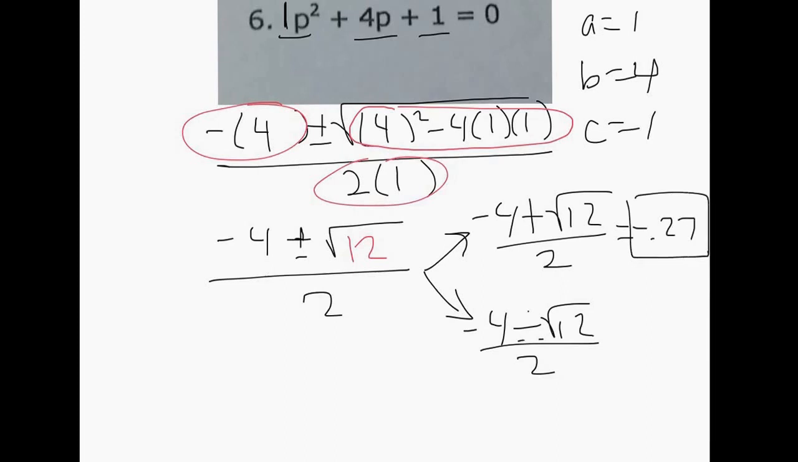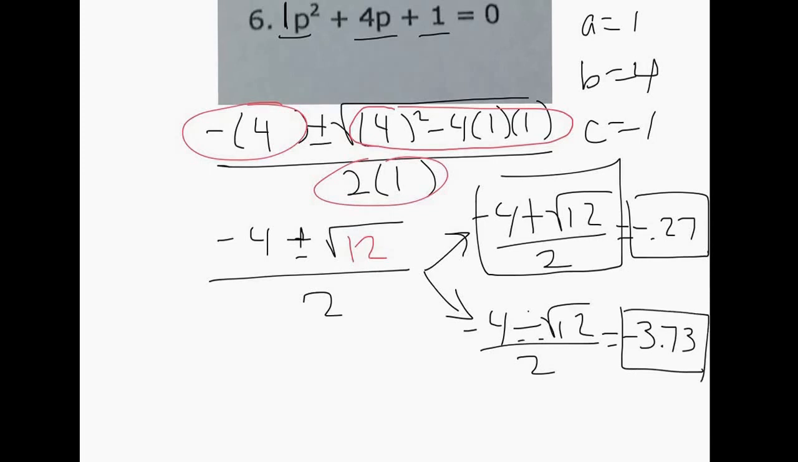So that's an answer. Or it could have been left like that. And then negative 4 minus the square root of 12 divided by 2. Math 1, enter. Stays a crazy decimal there. Negative 3.73. Or that could have been the answer too.